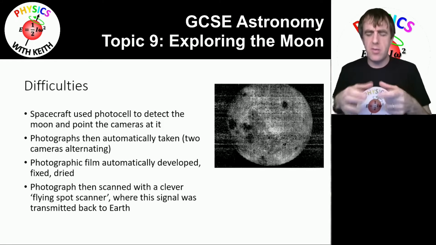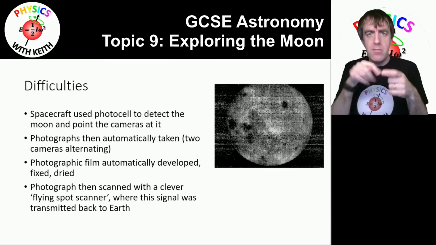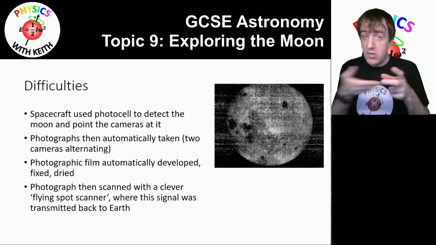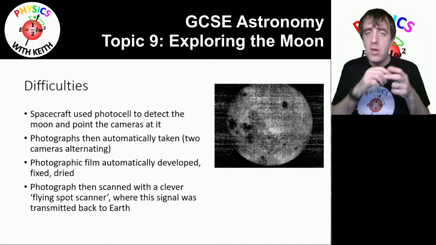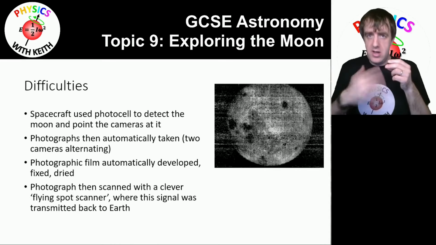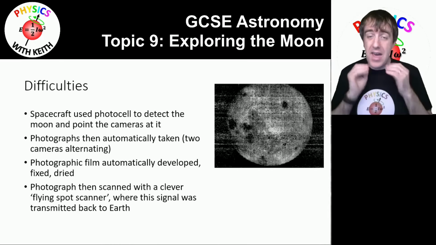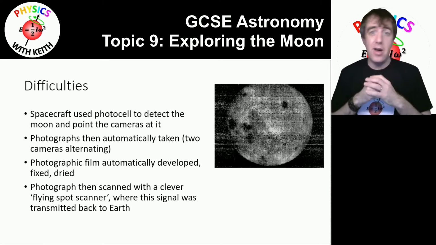And the scanner worked by having a dot of light passing through the film. Now, in that film where it was darker, less light got through. So they had a photomultiplier tube underneath, which amplified that signal, and then they just sent that signal as an analog signal back to Earth.